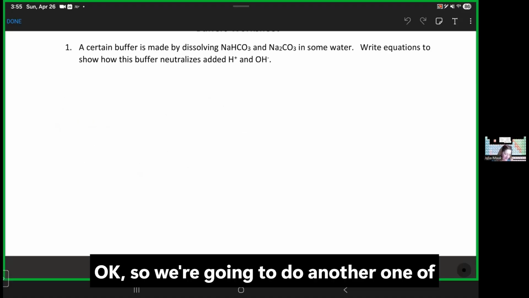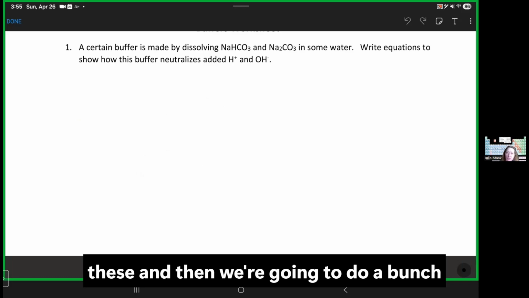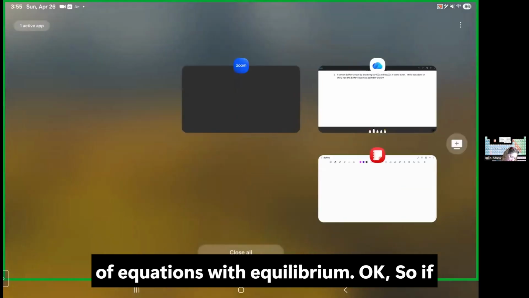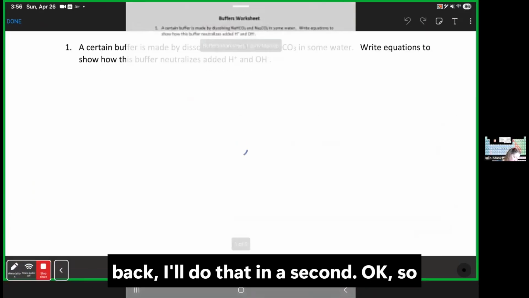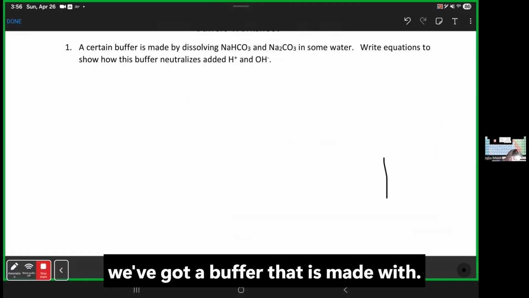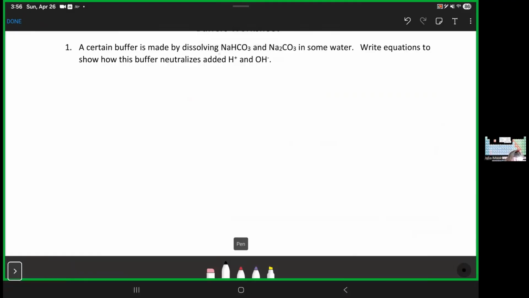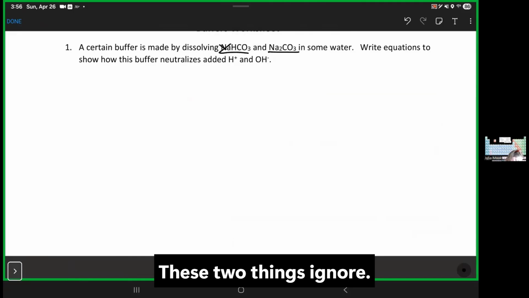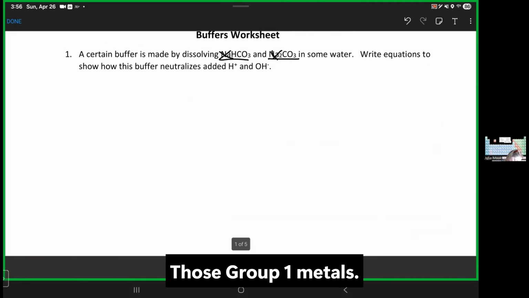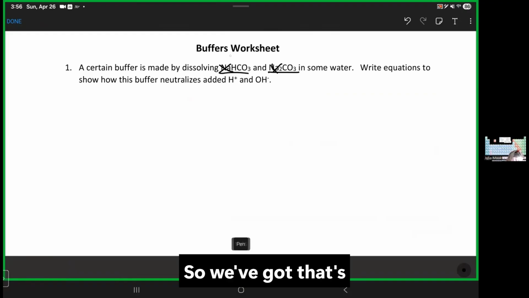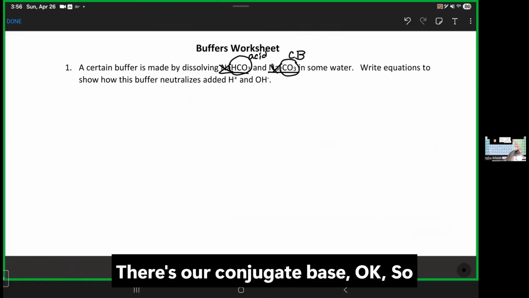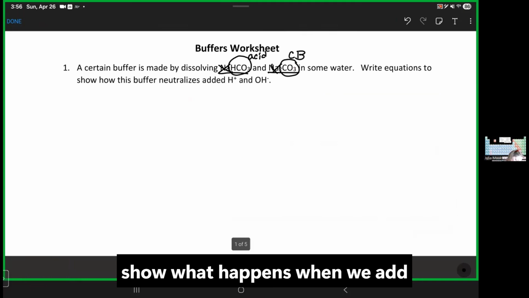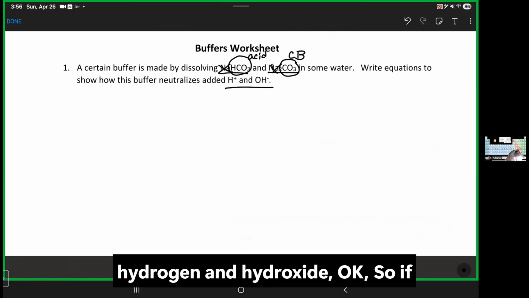So we're going to do another one of these, and then we're going to do a bunch of equations with equilibrium. I'll do that in a second. So we've got a buffer that is made with these two things. Ignore those group 1 metals. So that's our acid. There's our conjugate base. Show what happens when we add hydrogen and hydroxide.